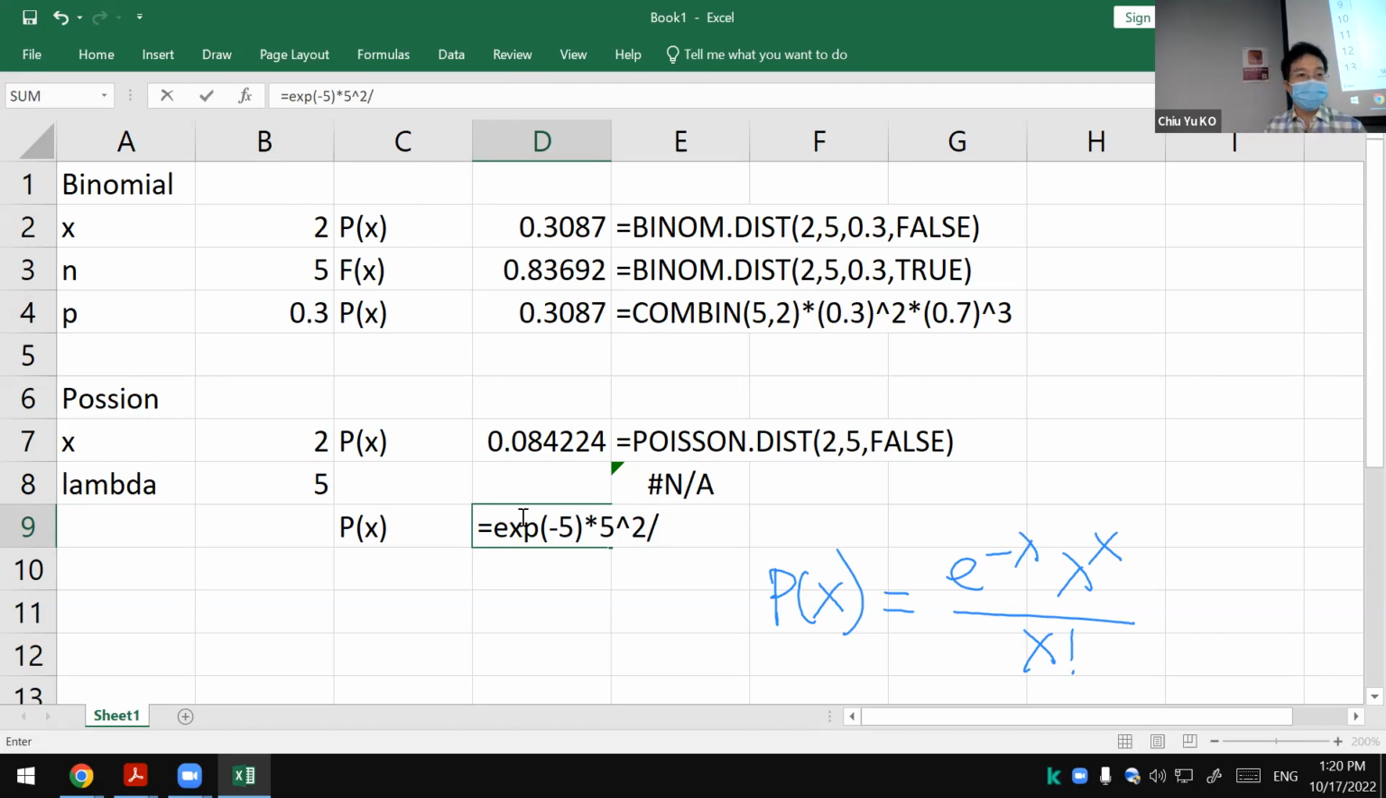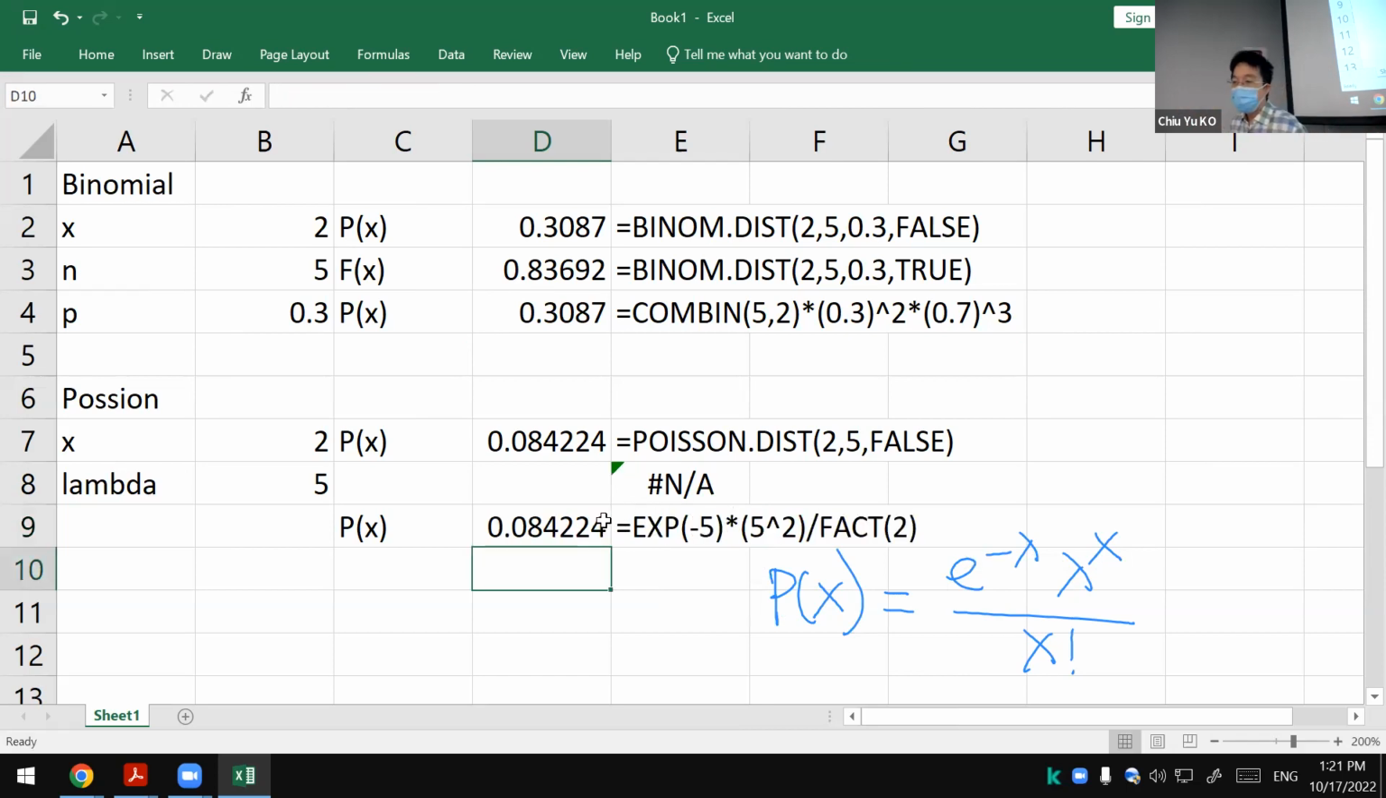So factorial in Excel is just factorial of 2. Maybe I'll put a bracket here to make it a little easier to see. The exponential of negative 5 is the first term, 5 to the 2 is the second term, and fact 2 is the last term. So you can see the same formula here, the same number here.